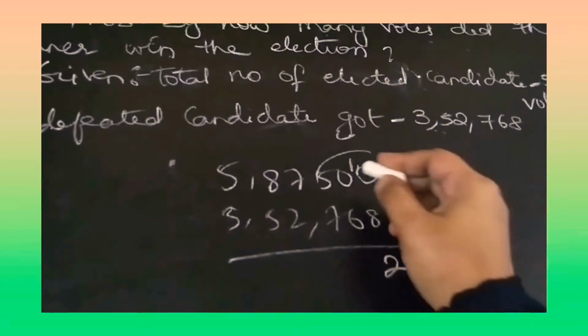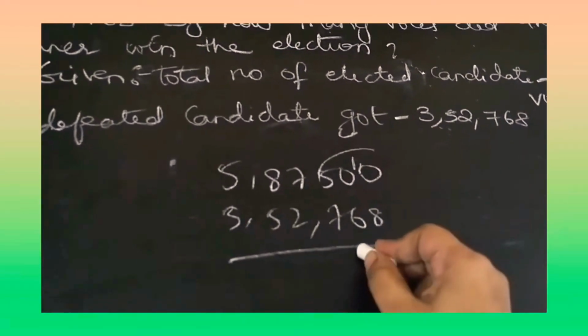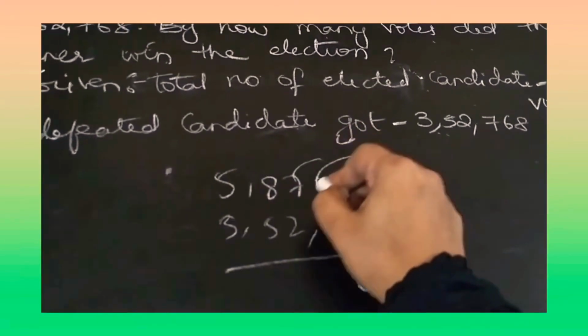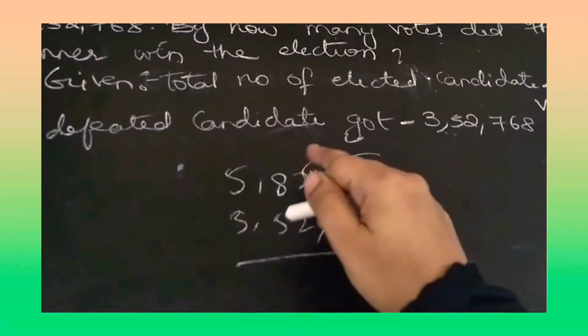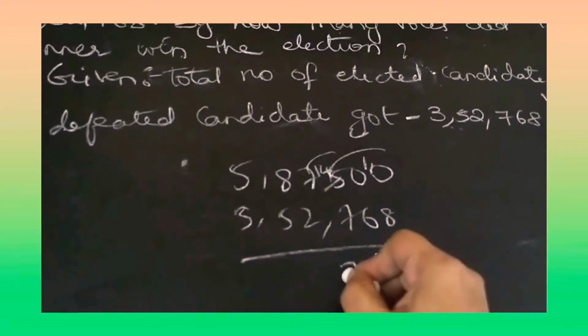Here 9 is there. 9 minus 6 is 3. Here 4 is there again. 4 minus 7 we can't do, so we'll make it 14. We are taking 1 borrow. 14 minus 7 is again 7.